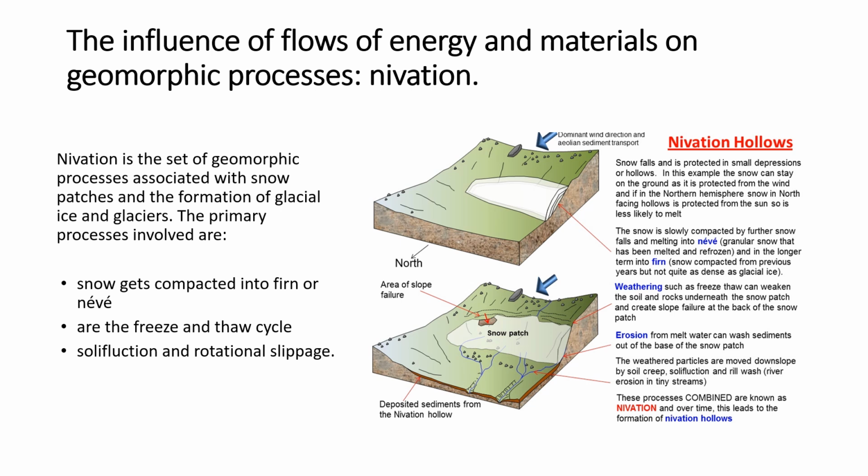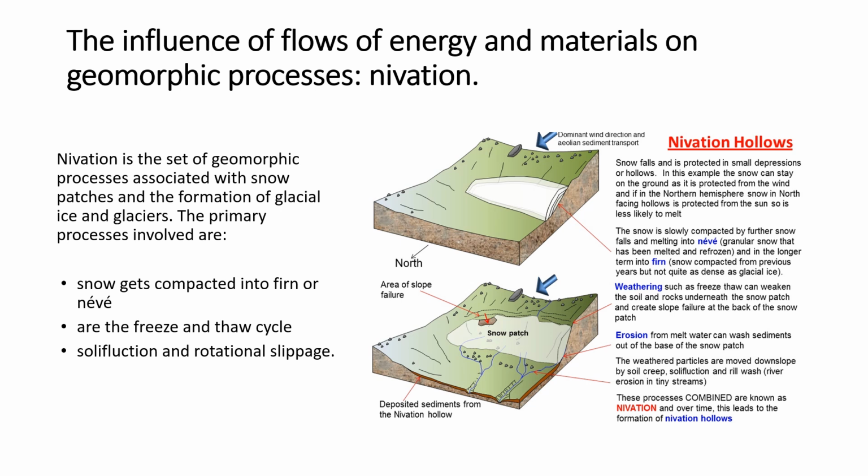We also have a geomorphic process called nivation. This is a little bit more complicated as it involves a combination of factors. This is looking at how snow can get compacted in a hollow within the landscape. As it gets compacted, it turns to firn and névé. So it loses a lot of the air that it has and becomes much more solid. Effectively, it's the process of diagenesis, where snow becomes ice.